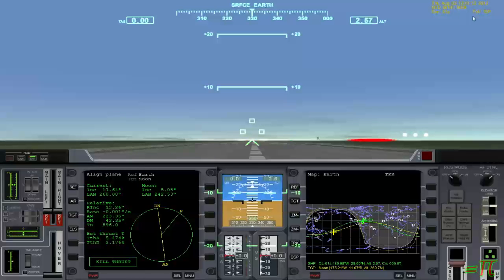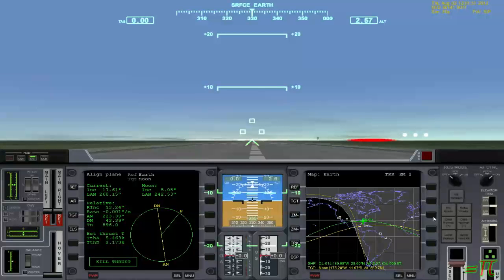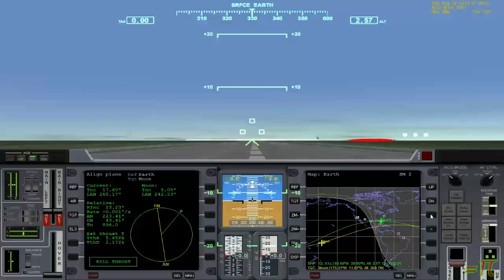Up here in the corner, upper right, you can see the date. I've set this simulation up for August 2nd, 2012. The time is currently a little bit after noon. And on this map display, the green track is our projected orbit. The yellow track is the moon's orbit around the Earth, and there's the moon's position currently in that track.